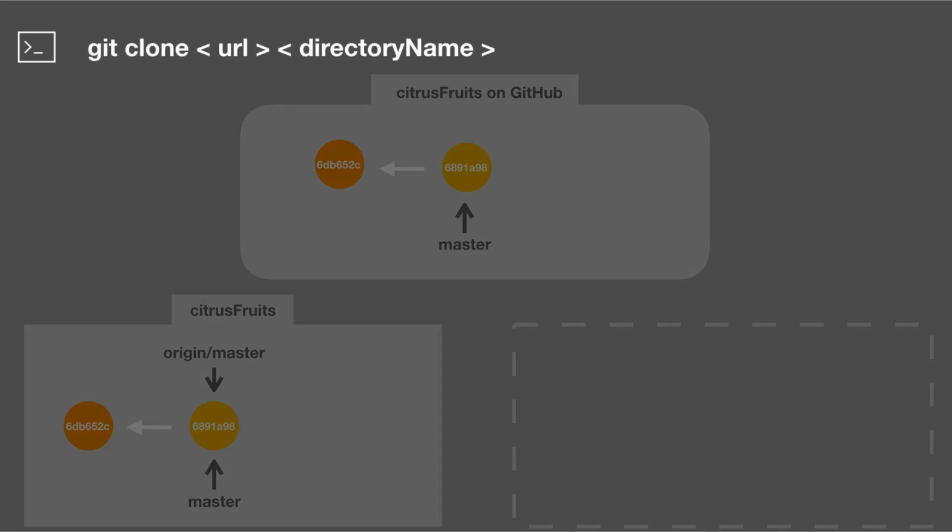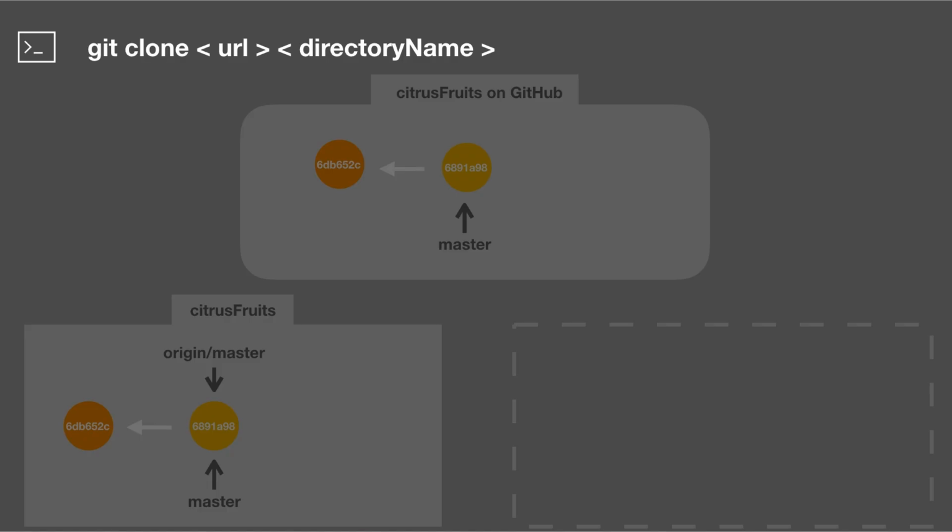So they're going to type in git clone, pass in the URL of our remote repository, and then they can optionally pass in a directory name. If they pass in a directory name, then their project folder on their computer will have that name. Otherwise, it will have the name that we gave the repository when we created it.